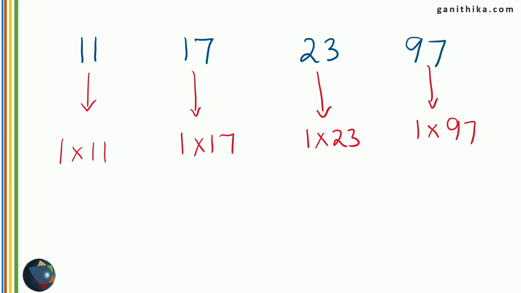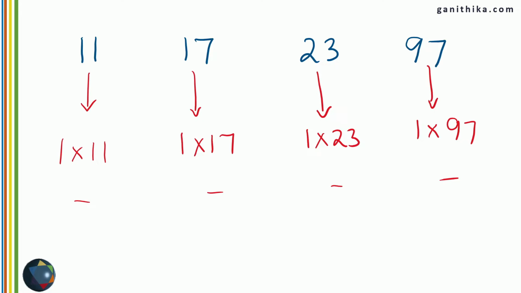So obviously, the product 1 times the number itself is the first product that you might write for any number, and it is common for every number in the world. Can you write this in any other set of two numbers? Can we write 11 as product of any other two numbers? No, it's not possible. It's not possible for 17, 23 as well, and 97 as well. There are no other options of writing these 4 numbers as a product of two numbers other than 1 and the number itself.